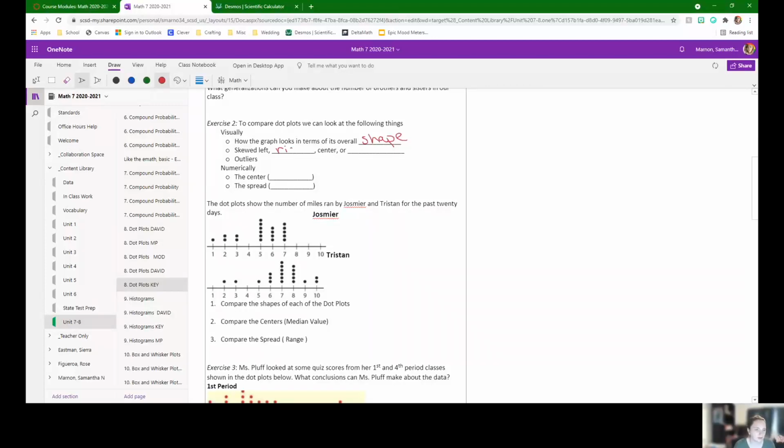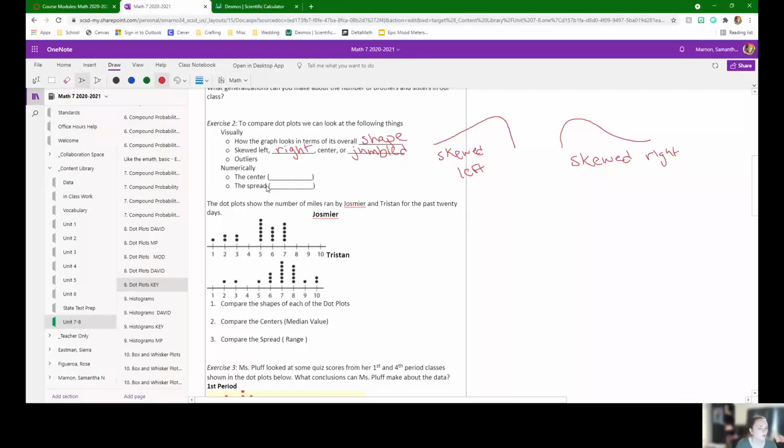Now, the weirdest thing about the skew is that it's not where the bump is. It's how the shape is. So if it's skewed like this, where the tail is, this is skewed left. And one that's shaped like this would be skewed right, because it's the side with the tail, not where most of it is. Then you're also going to look if there are any outliers, so any that are really far from everybody else.